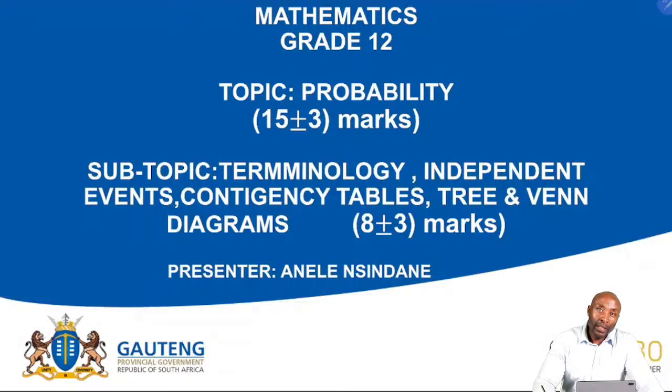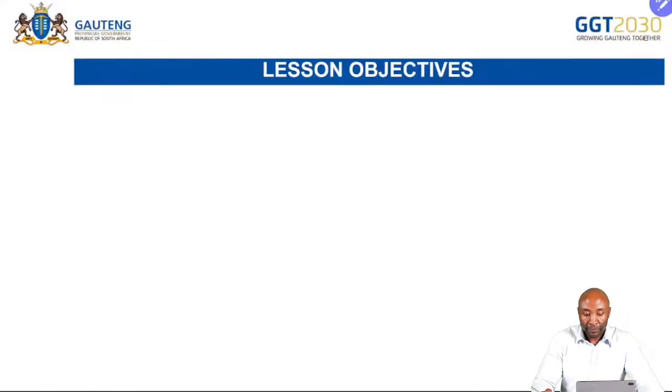And we know that the grade 10 and 11 probability contributes about 8 plus minus 3 marks. Probability in our exam, it's 15 plus minus 3 marks. So we should be able to get these marks.